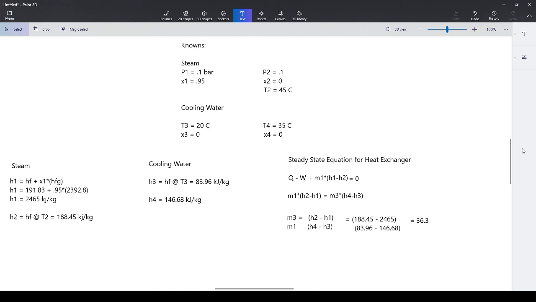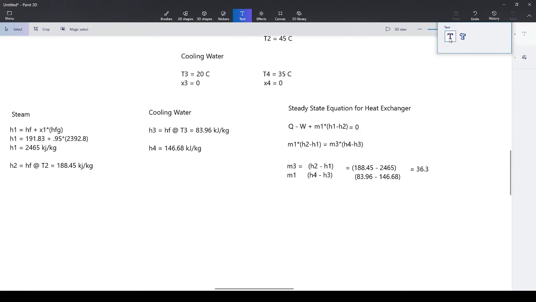So this makes sense. Now, the last part of the question asked for the heat transfer, right? And really fast, this is something I need to nail into your heads: from this second equation, M1 times (H2 minus H1) is equal to the other mass flow rate times (H4 minus H3). You cannot get a heat transfer from this number.